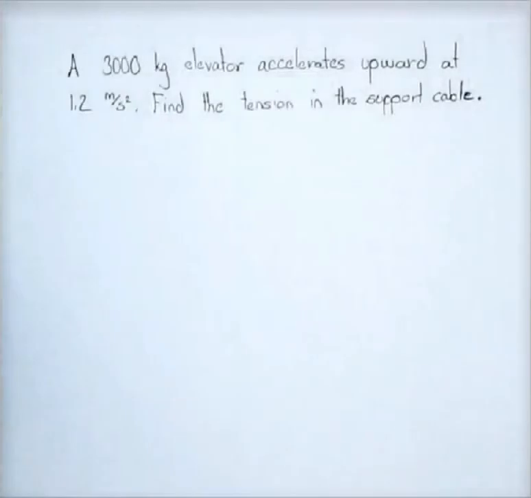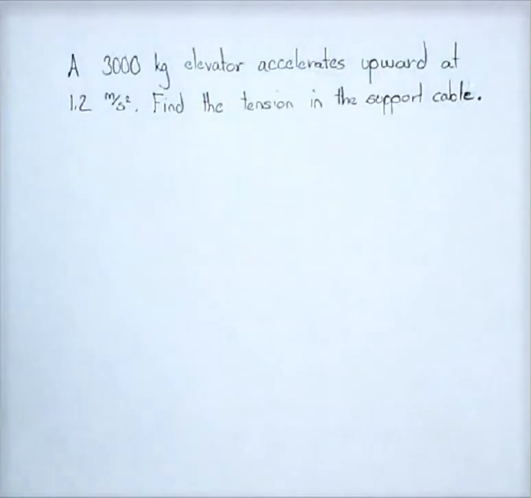Alright guys, we're still looking at solving problems using Newton's second law of motion, but in this case we're going to focus on a slightly more advanced problem that takes advantage of the fact that Newton's second law says that the net force is equal to mass times acceleration. So let's look at the situation. We have a 3,000 kilogram elevator that accelerates upward at 1.2 meters per second squared. We're supposed to find the tension in the support cable.